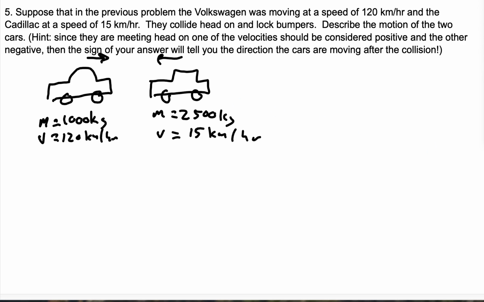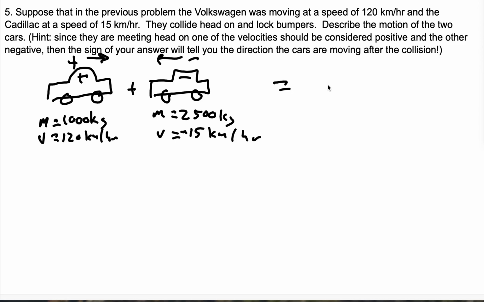Well, what I'm going to do then is make the one moving to the right, that would be my Volkswagen, the positive direction. And the Cadillac will be the negative direction. So this velocity will be plus 120, and this velocity will be negative 15. Okay, so this is what's happening before they collide.